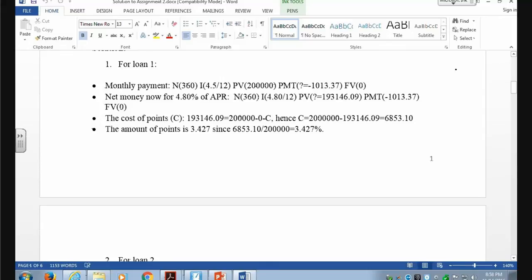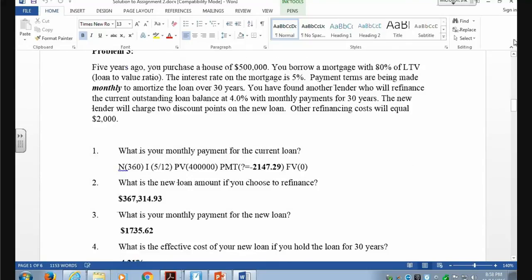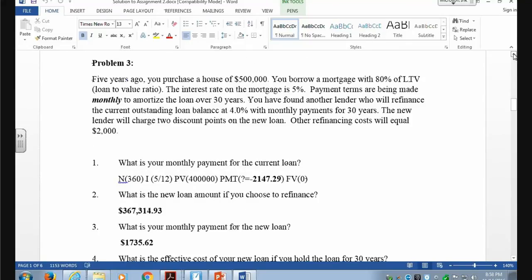So now it's problem 3. Look, problem 3 is just a refinancing problem, right? For this problem, you only borrow the old loan amount. Like 5 years ago, you purchased a house. So 5 years later, what's the remaining balance for this old loan? So you can calculate. This is your loan amount. Now what is your monthly payment for the current loan? The current loan means the old loan, right?